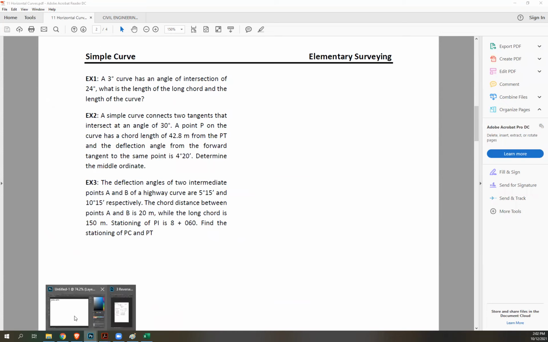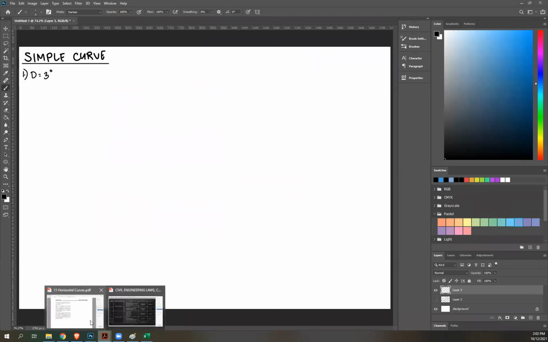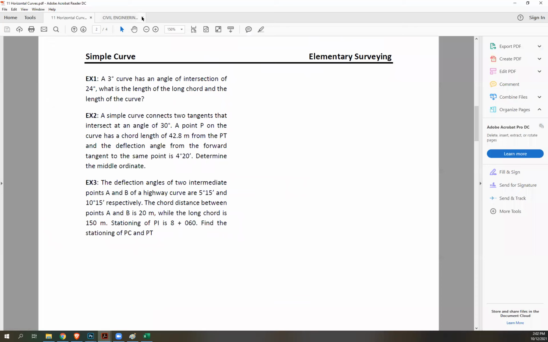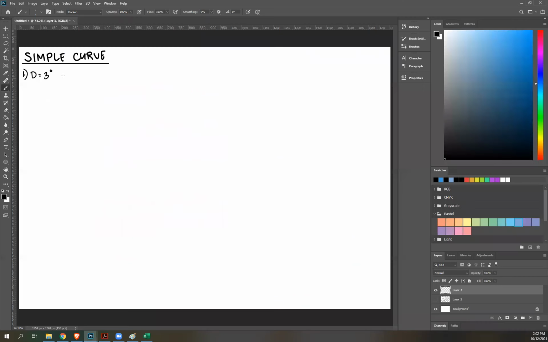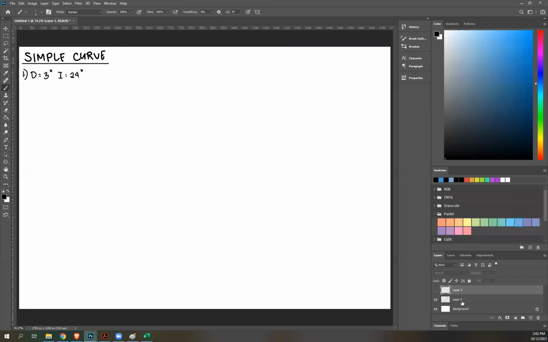So first, let's start with the given. Degree of curve is 3. So write that, D, 3 degrees. Next, angle of intersection 24. So that's your I. Next, the question is length of long chord and length of curve. So we're looking for L and LC.